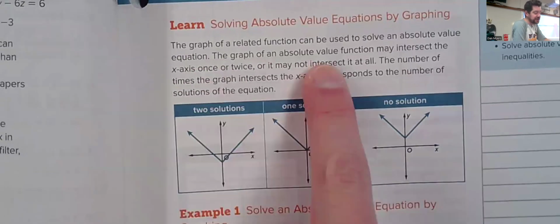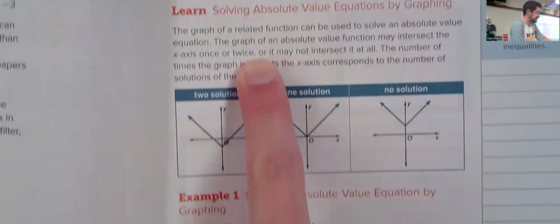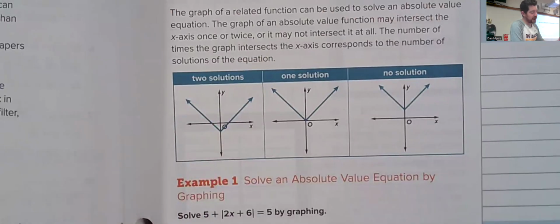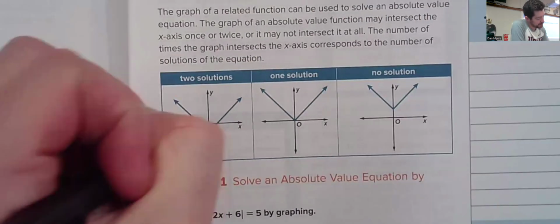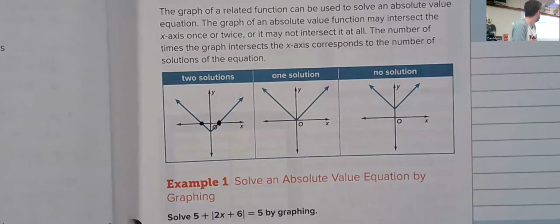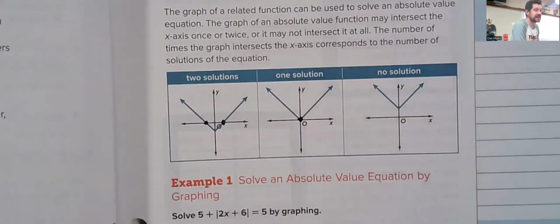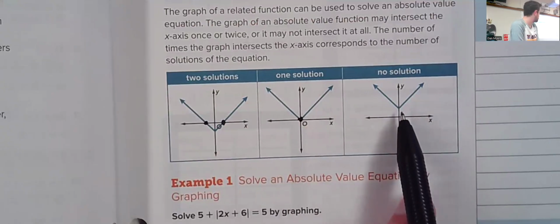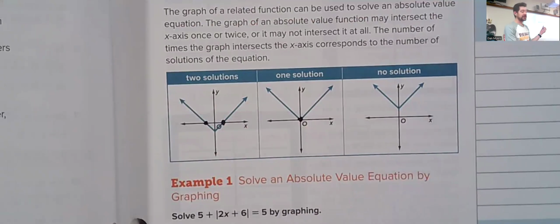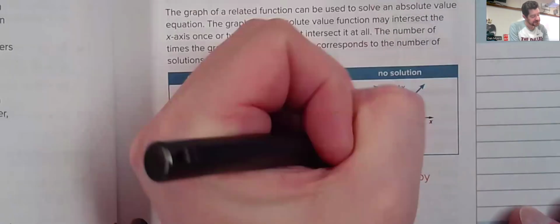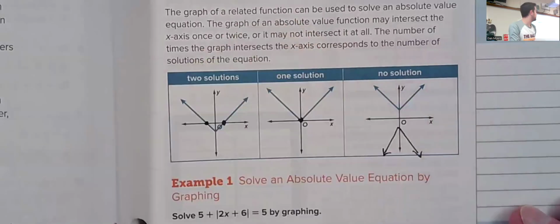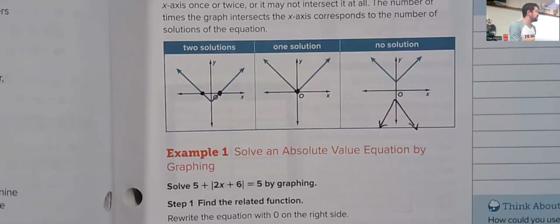And the graph of an absolute value function could intersect the x-axis twice. 1, 2. So our x-intercepts would be here and here. So there'd be 2 answers to that one. Maybe it only intersects the x-axis once. If the vertex is on the x-axis, that would only be one solution. Or perhaps it's entirely above the x-axis, meaning there's no solution. Or perhaps it's reflected across the x-axis, and it's also entirely below the x-axis. That's a possibility as well. That would also be a no solution because it doesn't come into contact with the x-axis.